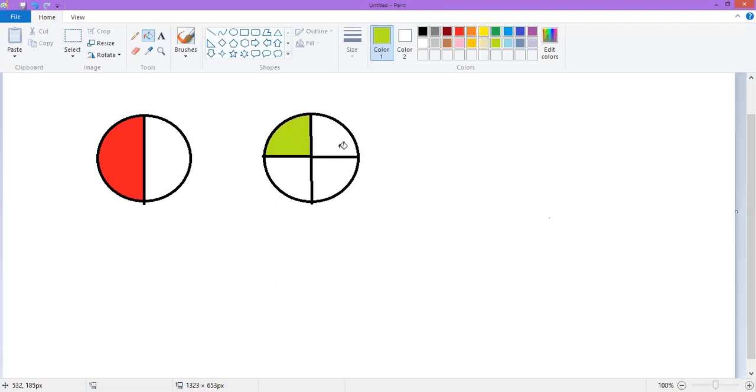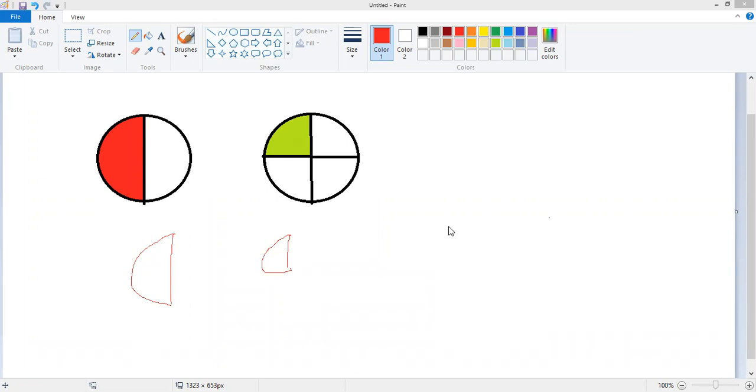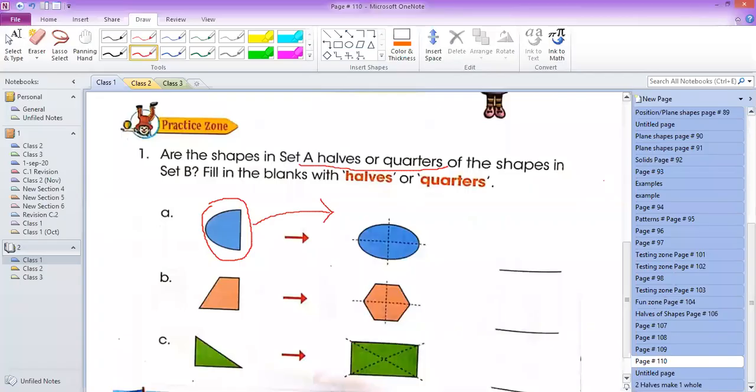this is half, guys, and this is quarter. Or I can change the color here. This is half and this is quarter. So you can see the half looks like this, and the quarter looks like this. Now guys, tell me, in the book page number 110, is this shape a half or a quarter?